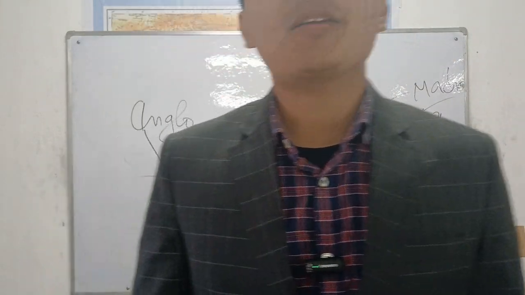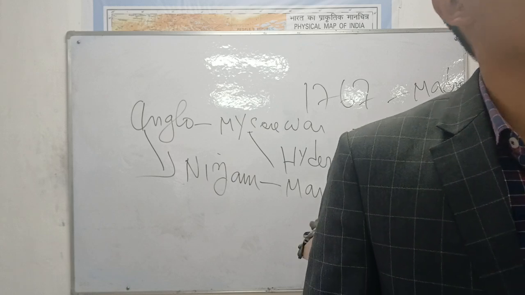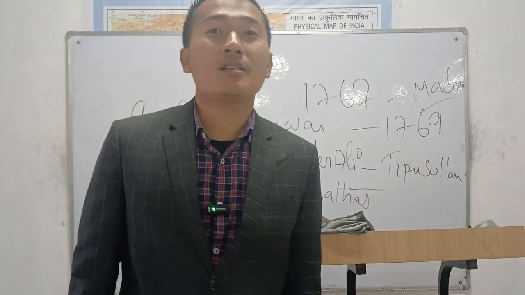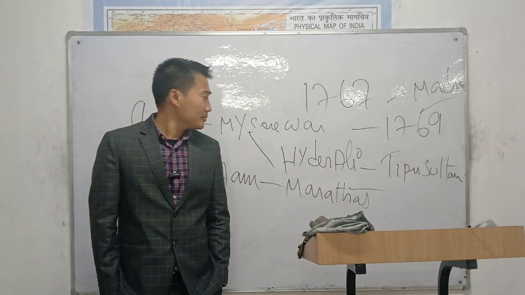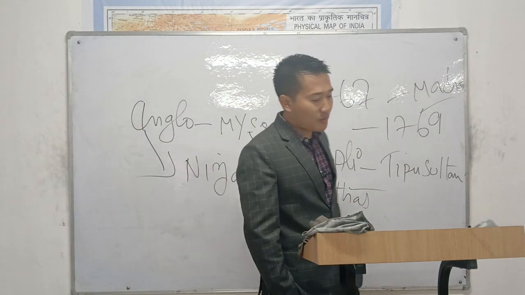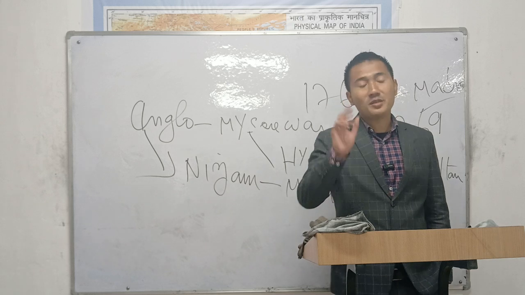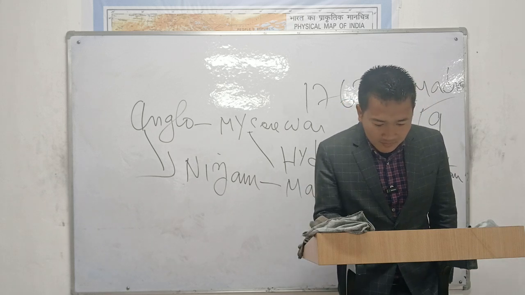Unfortunately for them, Hyder Ali was able to defeat all these 3 alliances. Here Hyder Ali almost won the war. So the Treaty of Madras ended the war. Let's see what the terms of this Treaty of Madras are. Please write down.